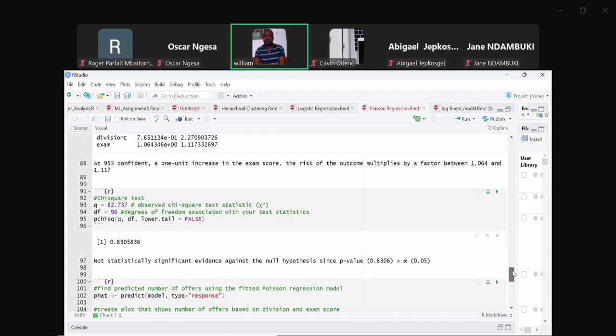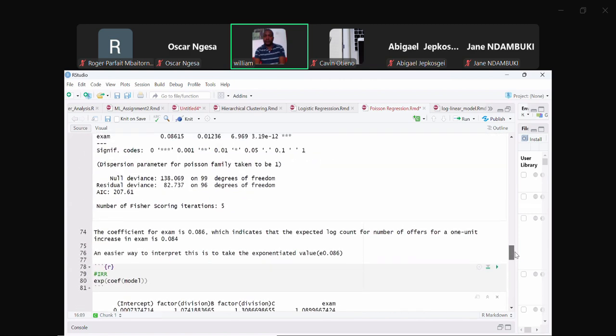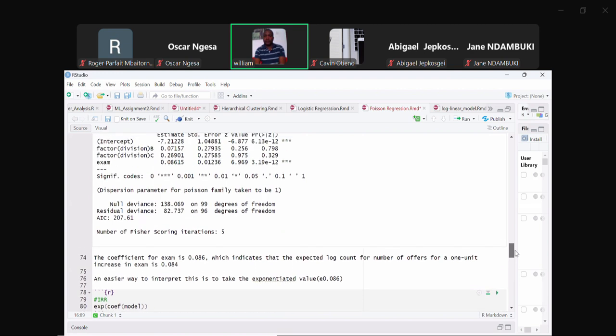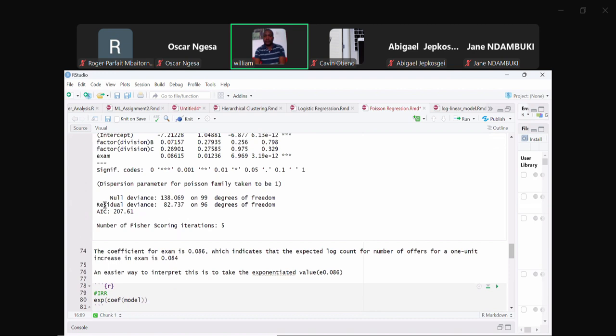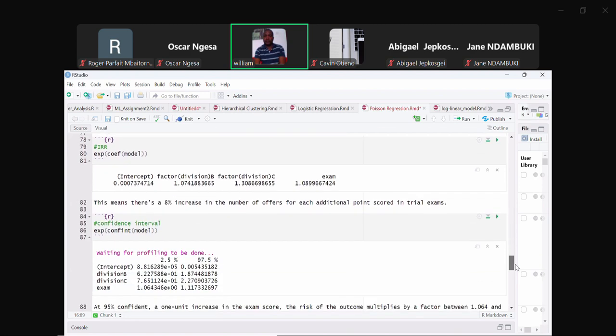Now, remember, this is more of a categorical case. We can go ahead and check the chi-square test just to see how best we can get something from there. We can get chi-square from the residual deviance, and we have 82.73, and then degrees of freedom at 96. So we can feed that in here.